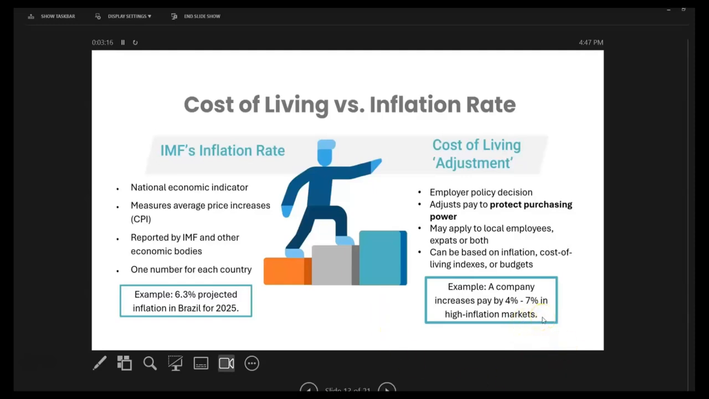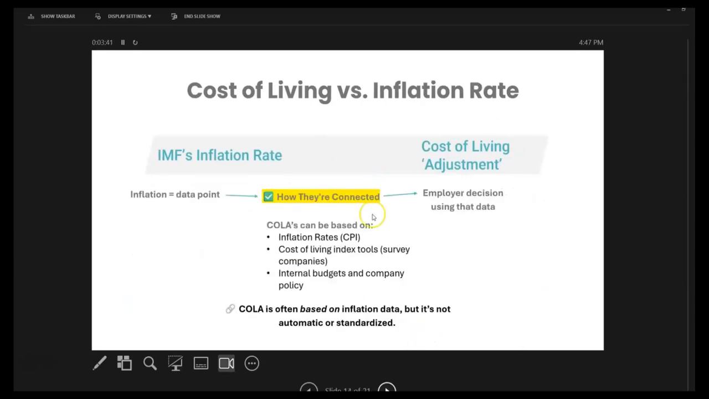You could also see cost of living adjustment as a separate adjustment or separate line item, so not added to base pay. It could be temporary, where they're giving adjustments until they get to the point that it equals out or gets added to base. I have seen both of those scenarios. And so the connection with IMF's inflation rate that we're looking at in their spreadsheet versus what you might do with it in HR, cost of living adjustment.